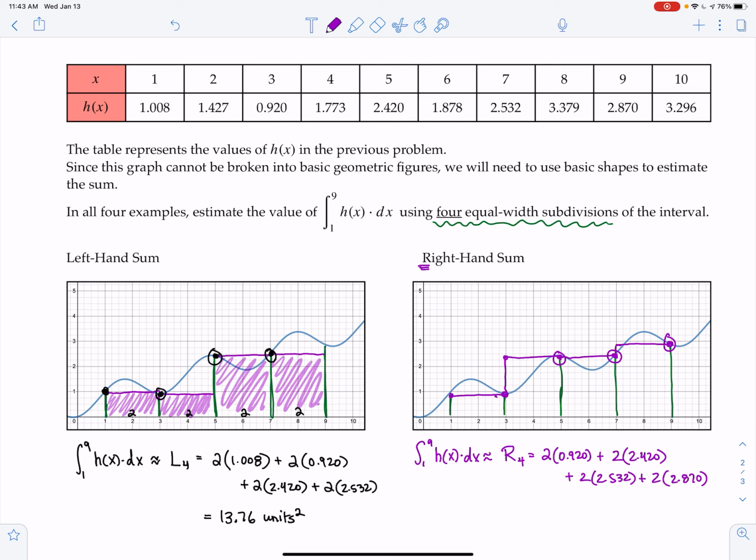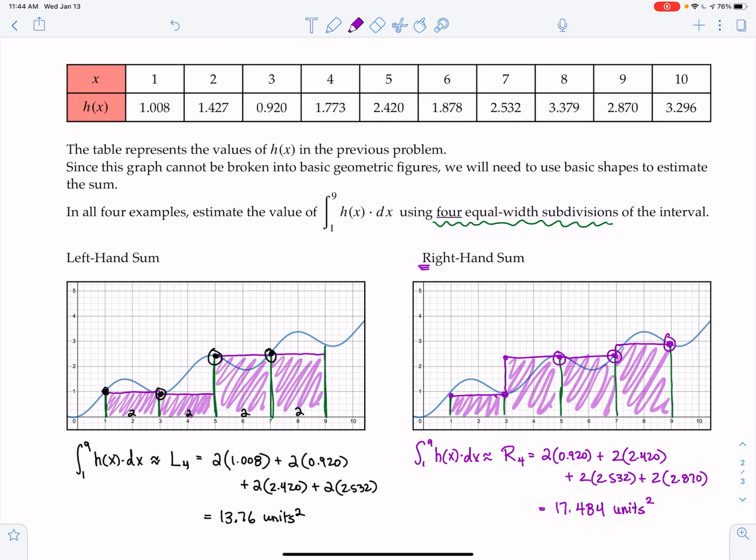And we are going to get a little bit different number here. We are going to get 17.484 units squared. And I'm going to leave it up to you whether or not you decide that that number is more accurate or less accurate than the left-hand sum. But you can see that we are definitely calculating a different area here.